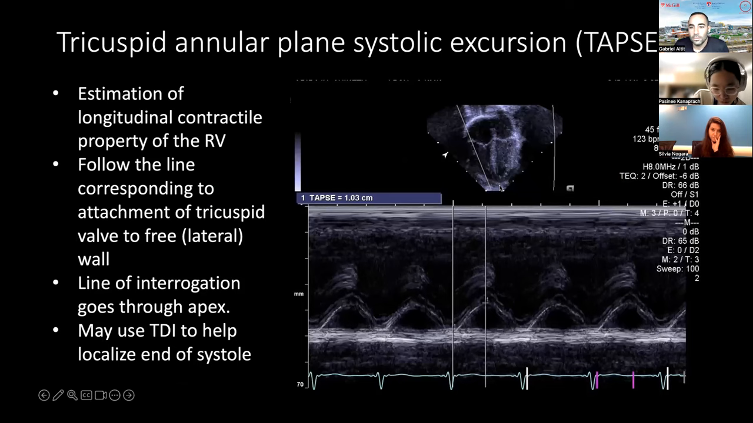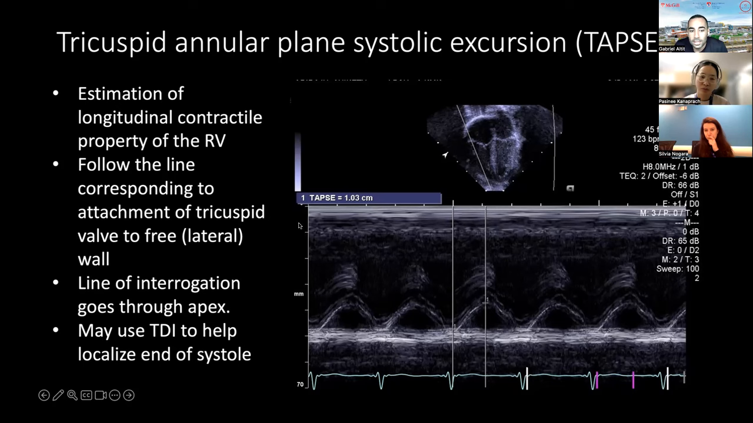So this is the TAPSE. TAPSE stands for tricuspid annular plane systolic excursion. In order to obtain the TAPSE, what's been described is that your line of interrogation should pass through the attachment of the tricuspid valve and through the apex. And then you see this is time, and these are the pixels along the line of interrogation. So you can follow the line of the attachment of the tricuspid valve. So this line, which is the attachment track, and you can follow as this tricuspid valve is plunging inside the RV cavity and measure this distance.